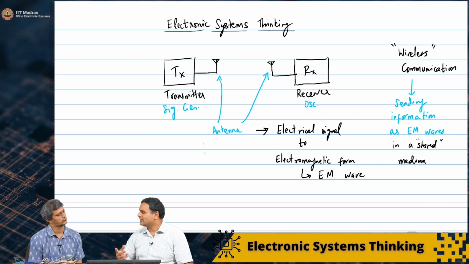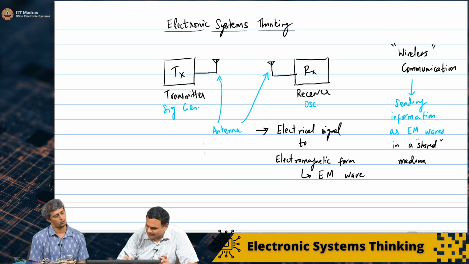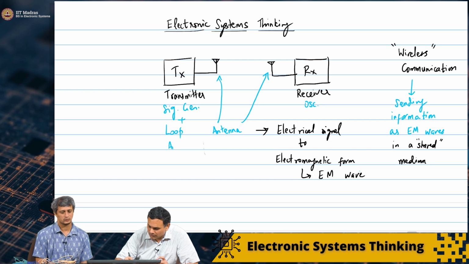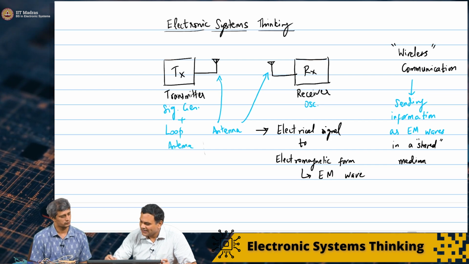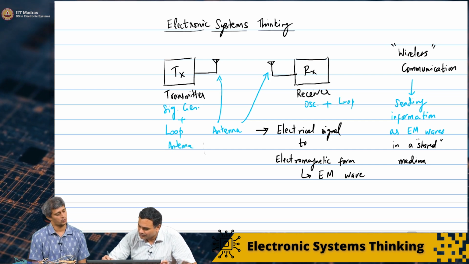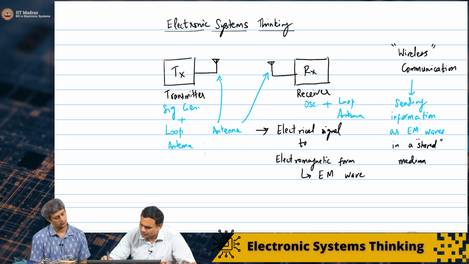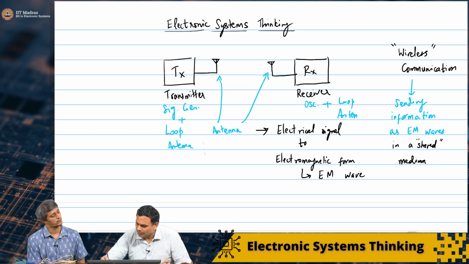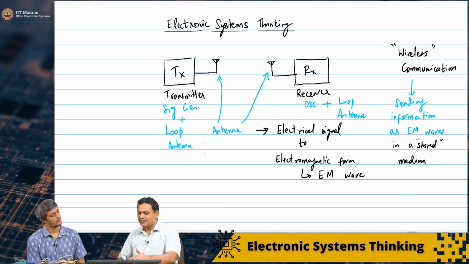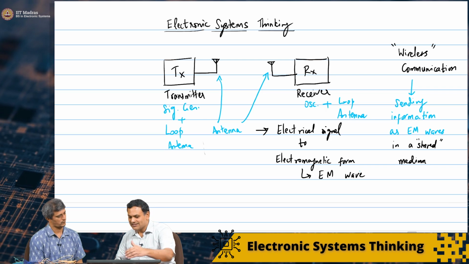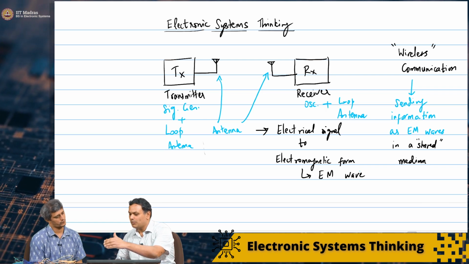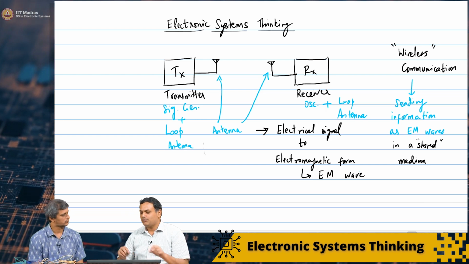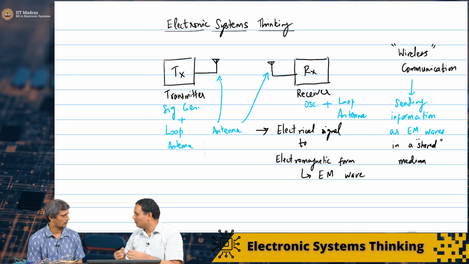There are antennas called loop antennas, and we are going to use that. We are going to do the same thing here at the receiver. We are going to use a combination of the signal generator plus the loop antenna as the transmitter, and the oscilloscope plus the loop antenna as the receiver. A loop antenna is simply a metallic wire bent in the form of a loop.